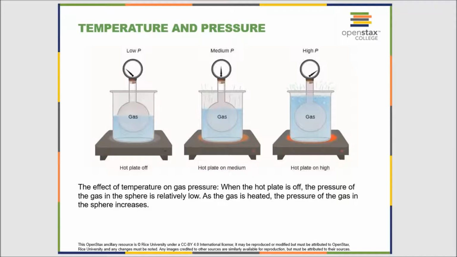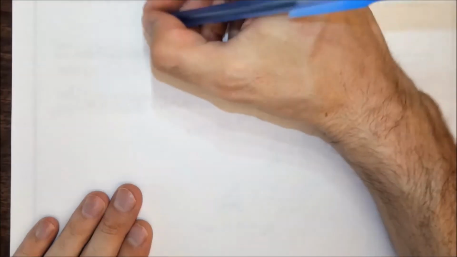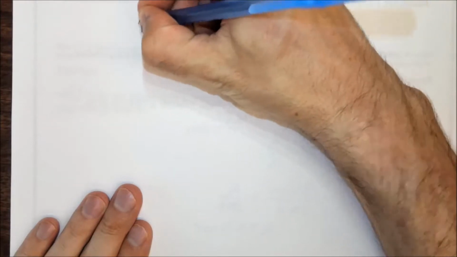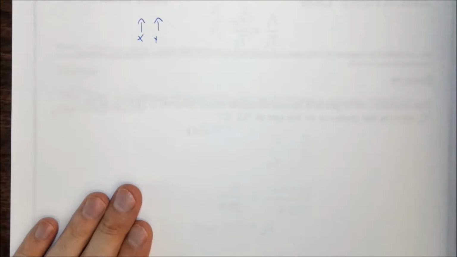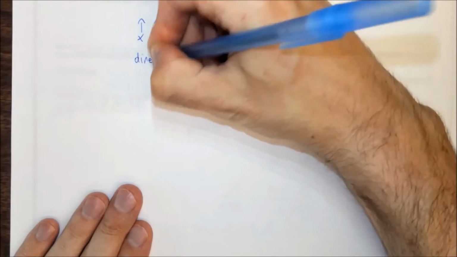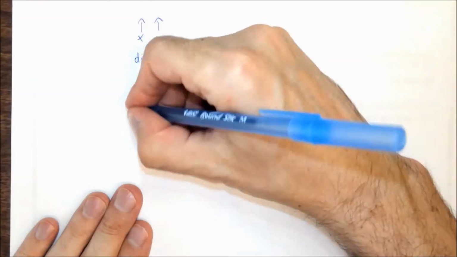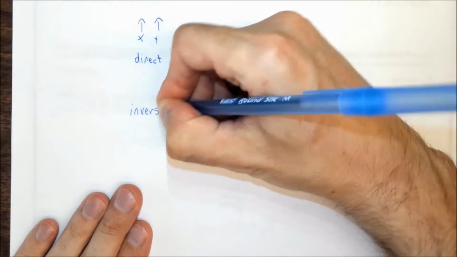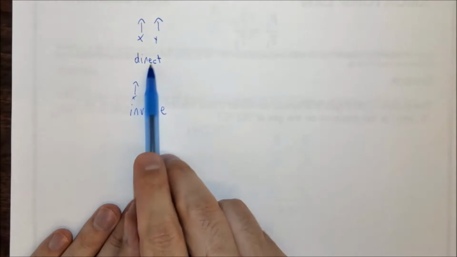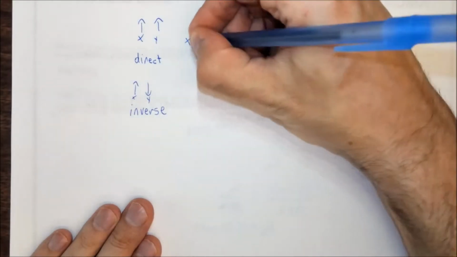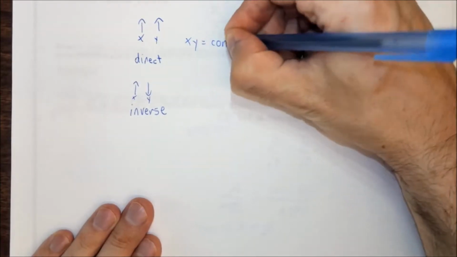Before we do that, I want to spend a minute to talk about the difference between a direct proportionality and an inverse proportionality. In a direct proportionality, as one variable increases, another variable increases. I'm going to call them x and y for the sake of this example. As one goes up, the other goes up. This is a direct proportionality. In an inverse proportionality, if x goes up, y comes down. So they're the opposite. Mathematically, we can write this as xy equals a constant.